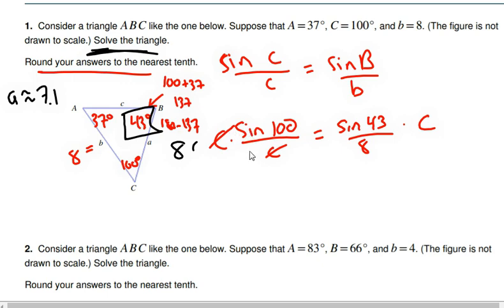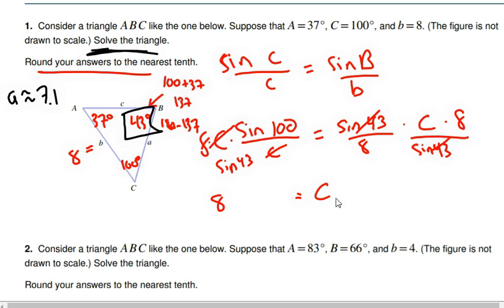So I'm going to get that c all by itself. Multiply both sides by c. Check. Want to get rid of that 8. Multiply both sides by 8. I'll erase the 8 from last time. I want to get rid of that times sine 43. So divide this by sine 43. Divide this side by sine 43.